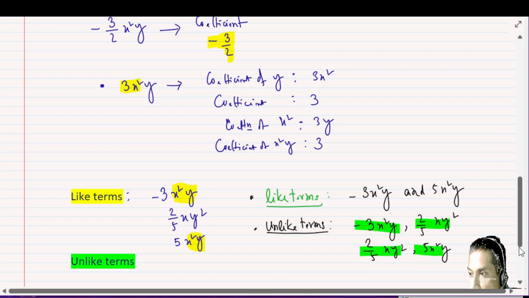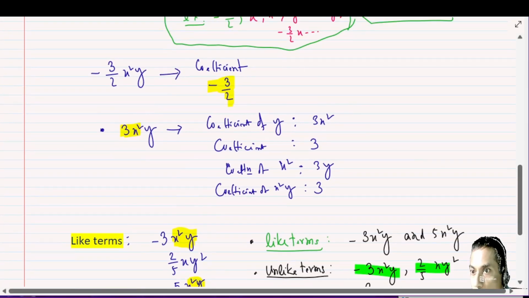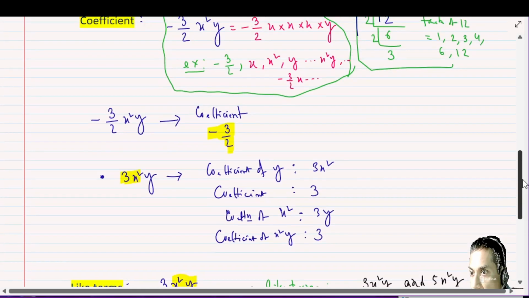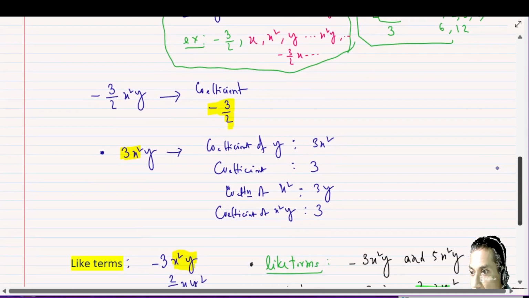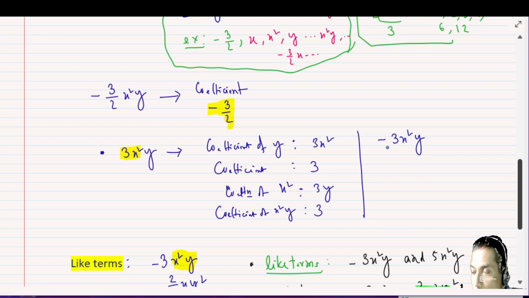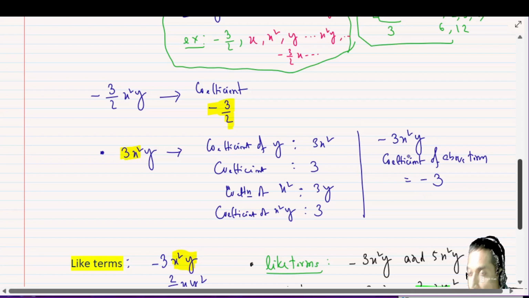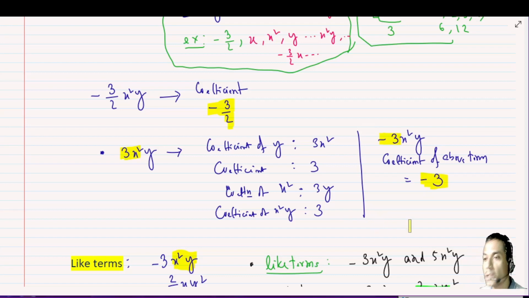So one thing I forgot to tell you, for better understanding of the coefficient: if there is a minus sign and the question asks for the coefficient of the above term, you have to consider the minus also. This minus you have to consider with the constant. Clear?